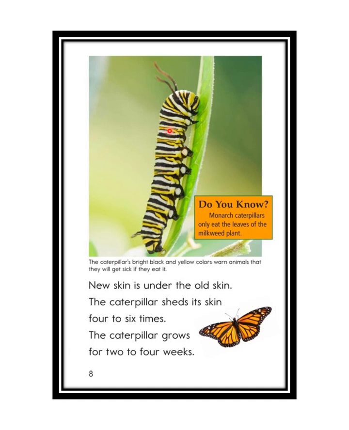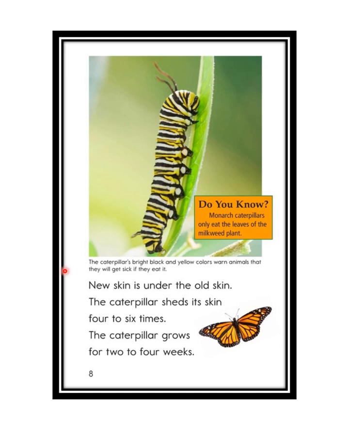And here you go. He's going to shed this skin 4 to 6 times. He's going to lay down that sticky silk and he's going to wiggle out of this 4 to 6 times. It says, did you know? Monarch caterpillars only eat leaves of the milkweed plant.